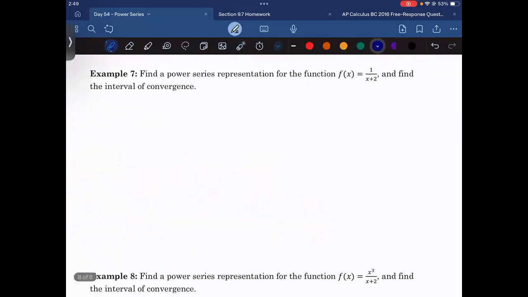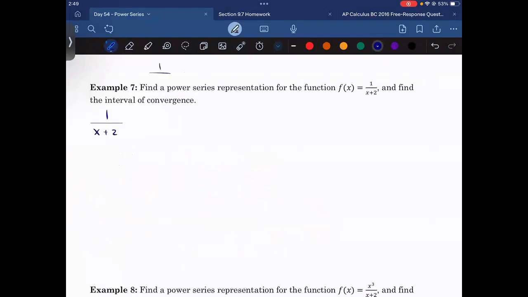Okay, example 7. Find a power series representation for the function 1 divided by x plus 2 and find the interval of convergence. So we have 1 over x plus 2, and I'm going to make that look like my 1 over 1 minus x. So I'm just doing some algebra.